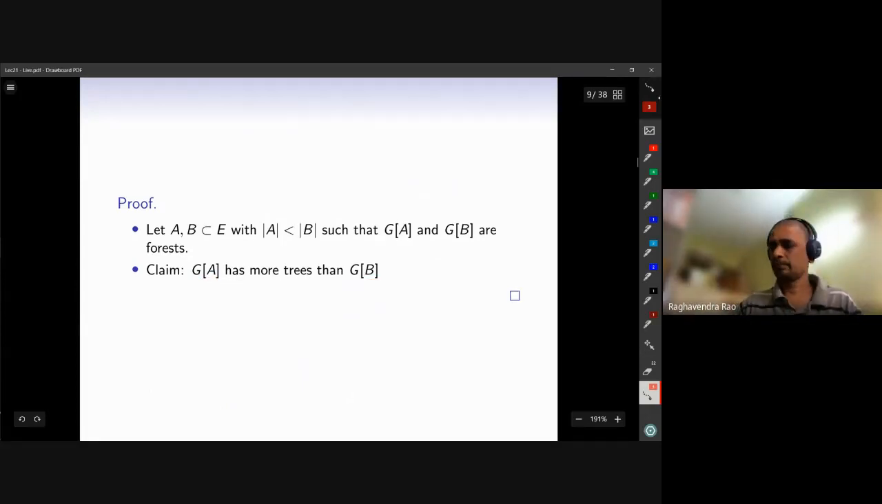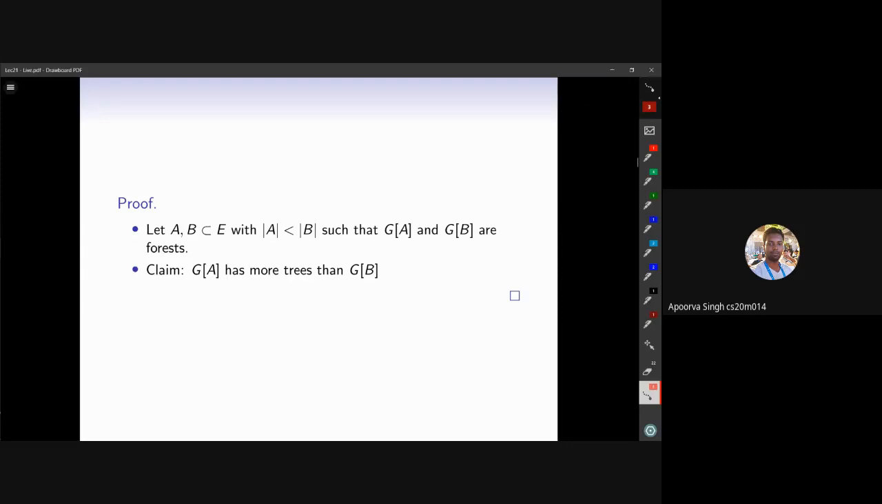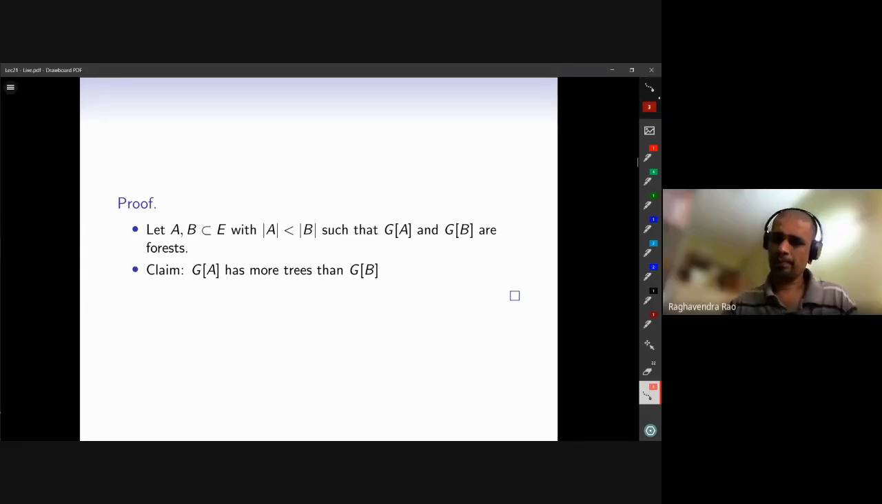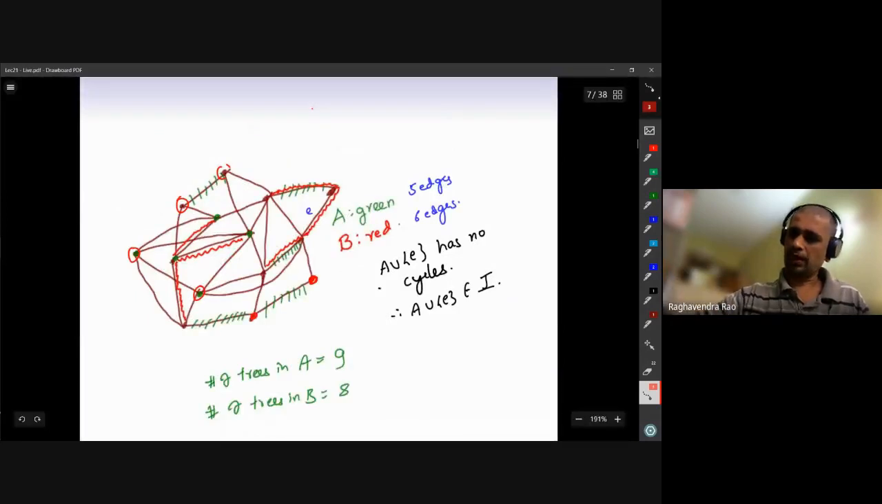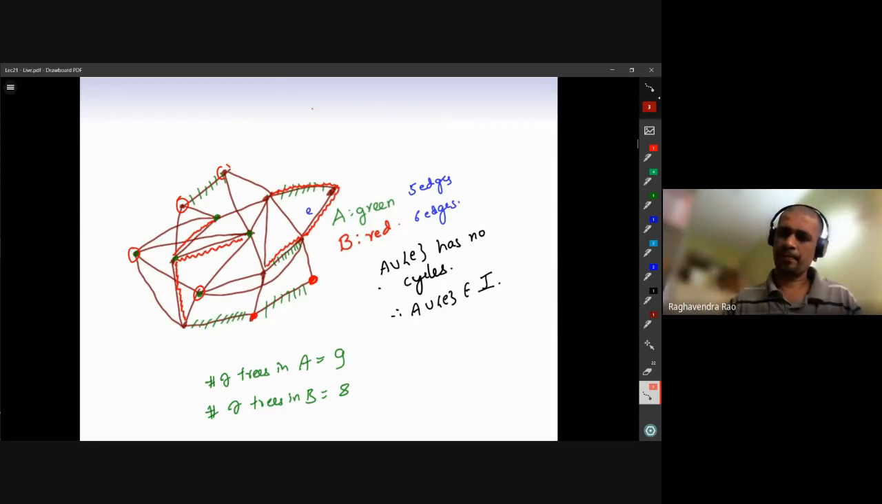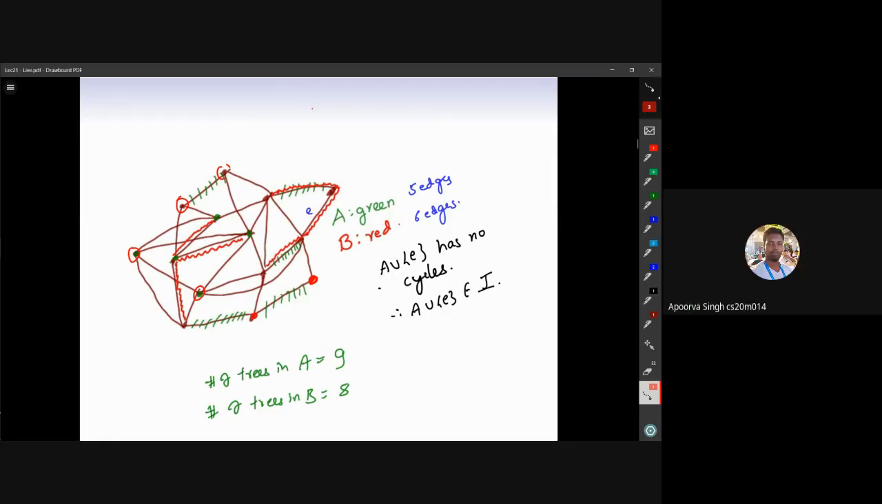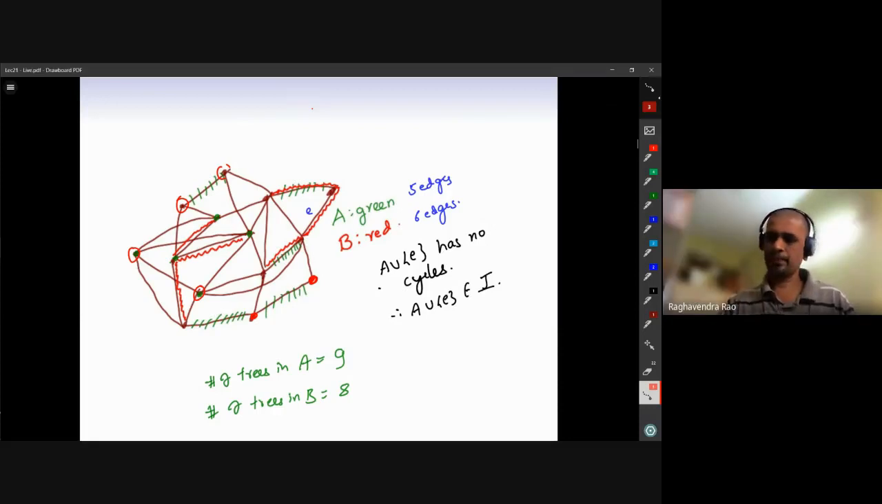Sir, can you count number of trees in B once again? So this is one tree. 1, 2. Now the isolated vertices 3, 4, 5, 6, 7, 8. Okay, sir. Fine.